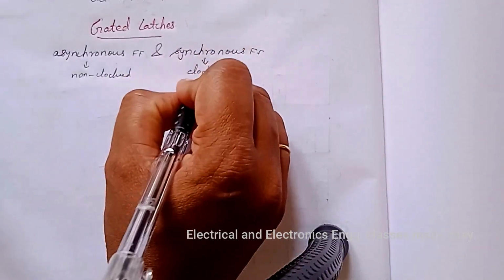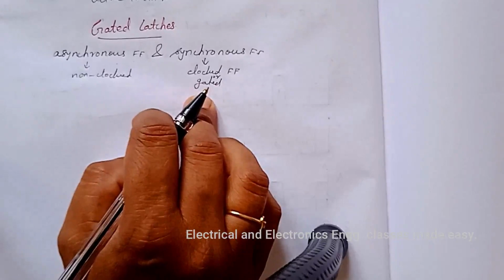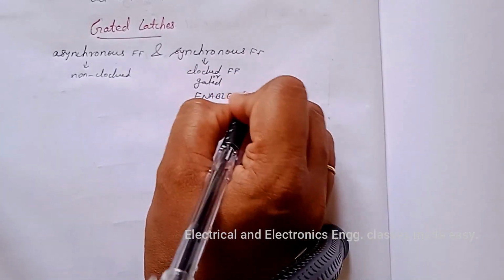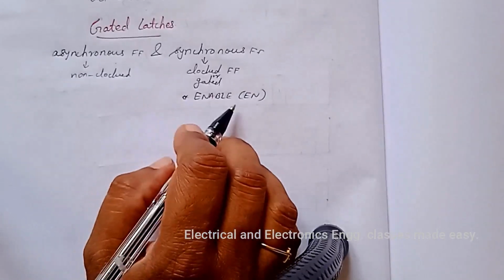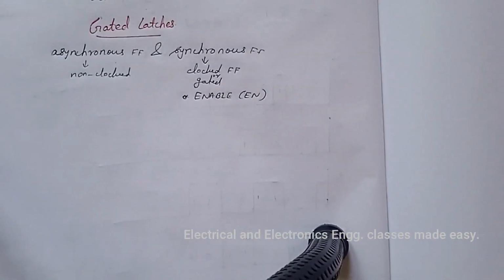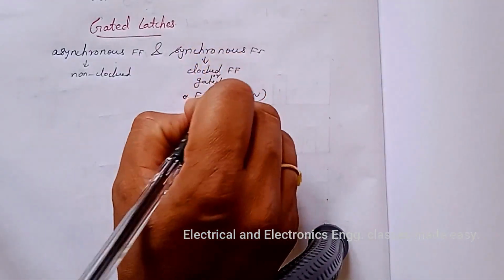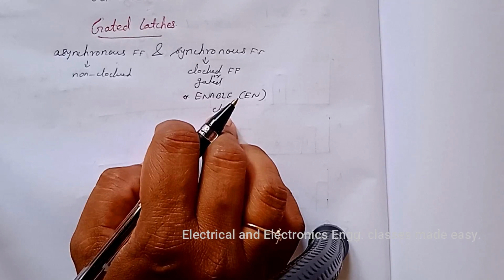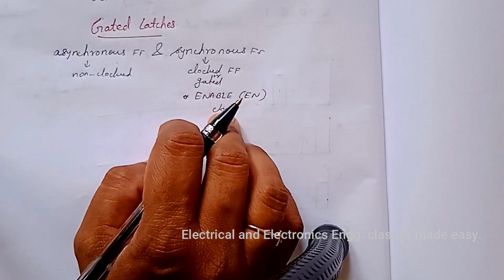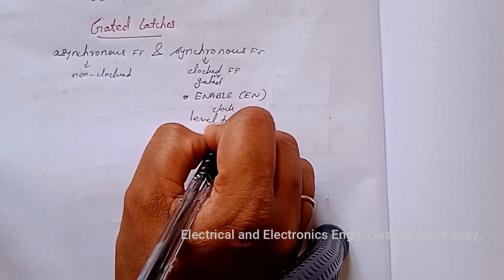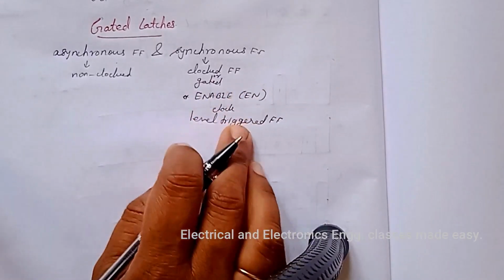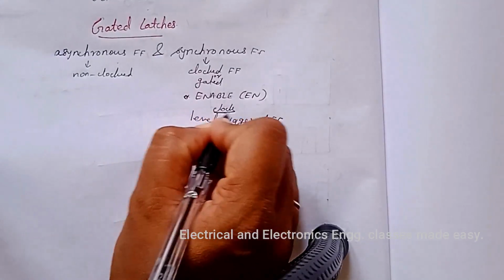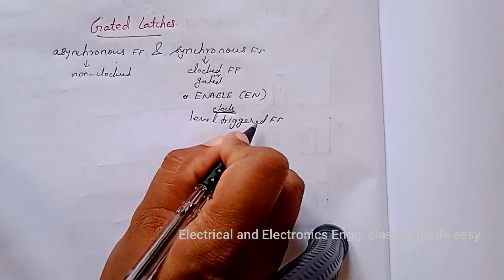And a gated flip-flop requires an enable input. Enable input means it needs a clock input, that is, it needs a clock signal to enable the latch. So these types of flip-flops are also called level triggered flip-flops, because this type of flip-flop responds to the changes in inputs only as long as the clock is high. So these are called level triggered flip-flops.